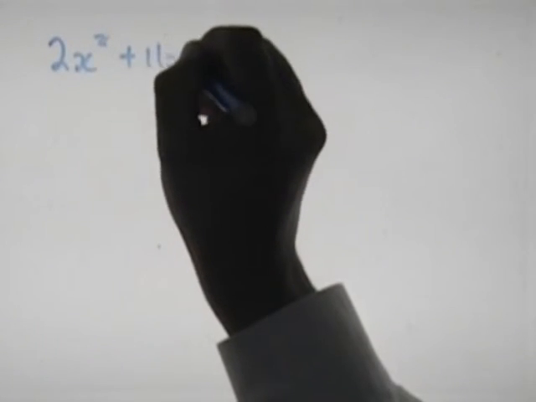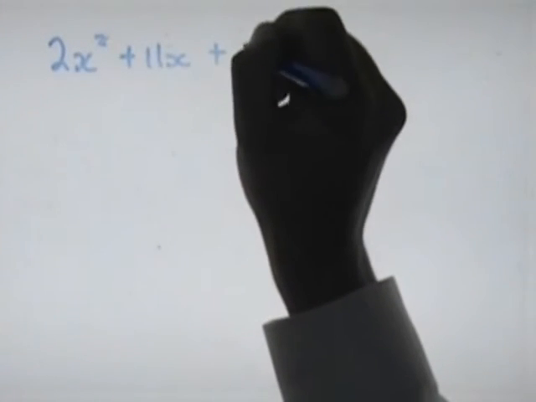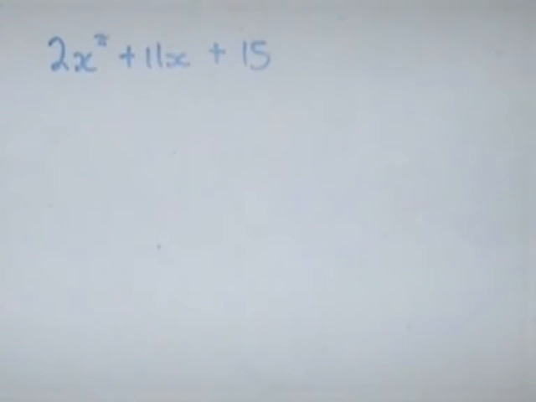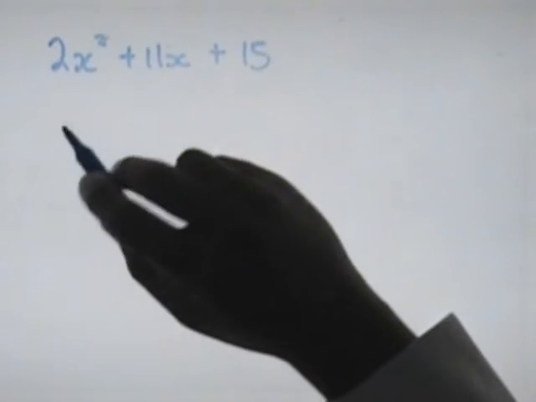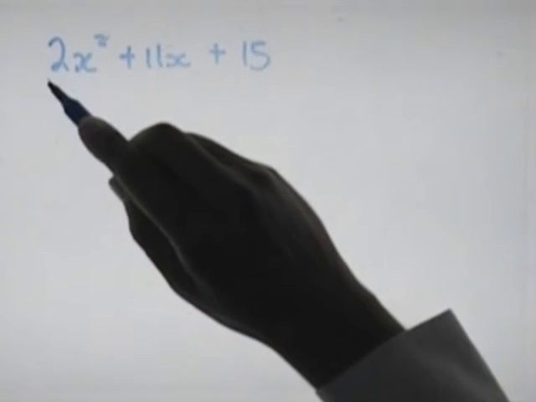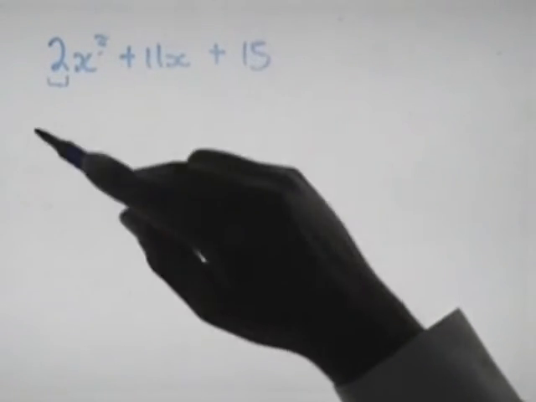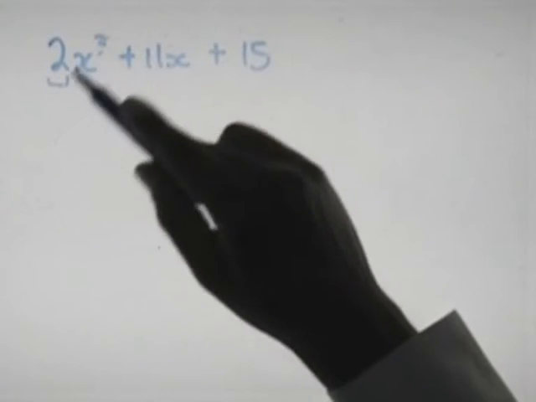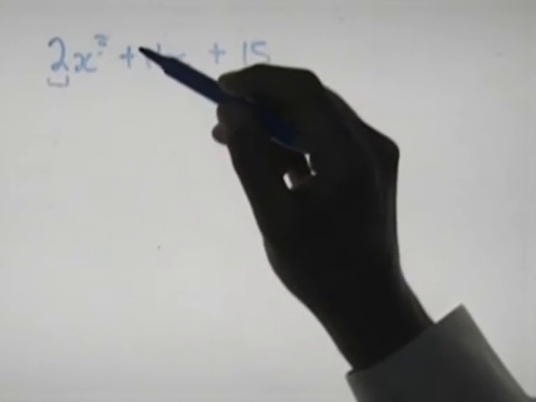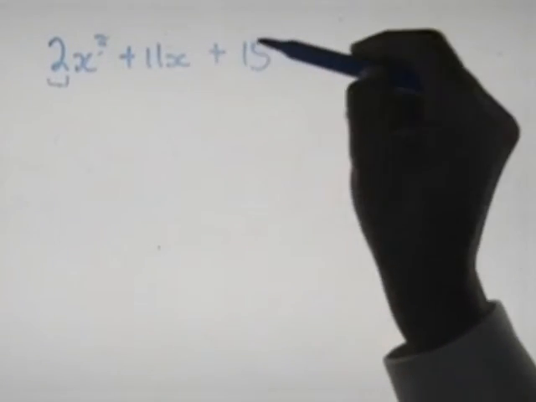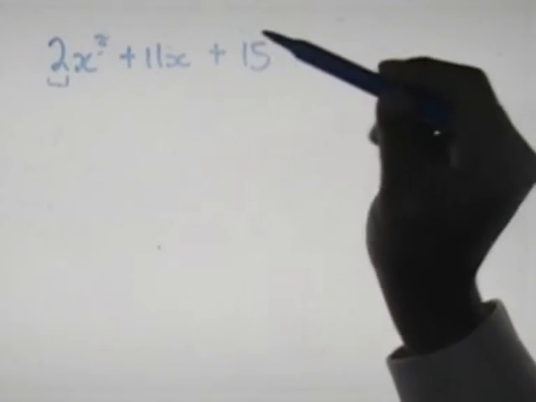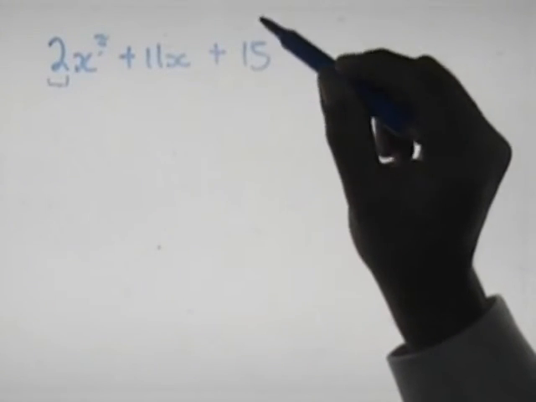Looking at this one here, 2x squared plus 11x plus 15. We want to factorize this. There is a problem with it because we've got a number in front of the x squared. Not only do we have a number in front of the x squared, but we can't take it out as a common factor. 2 doesn't go into 11 and it doesn't go into 15.